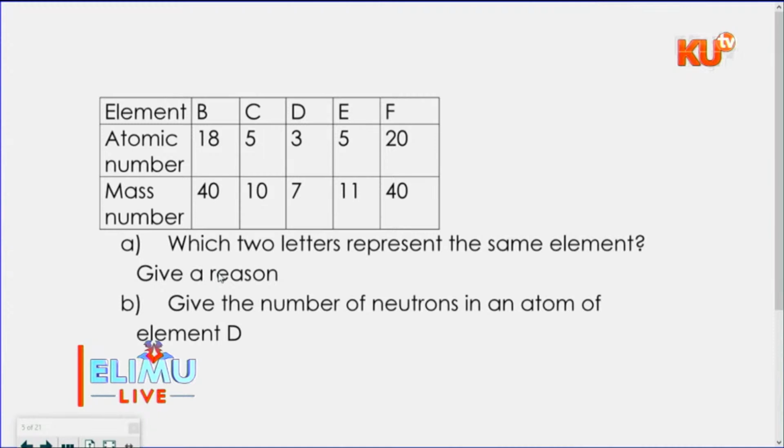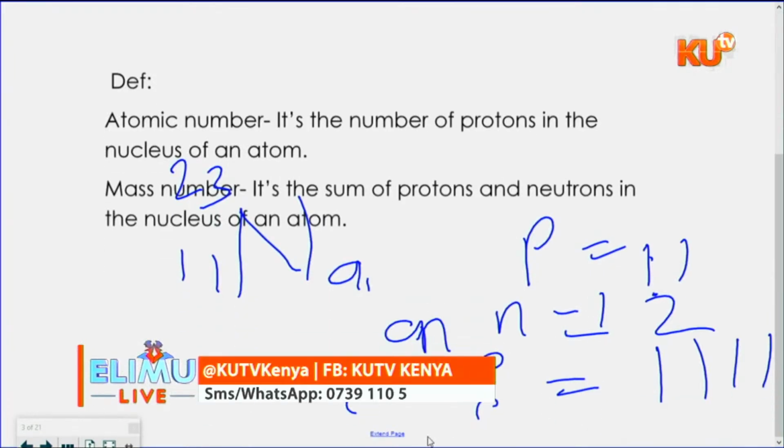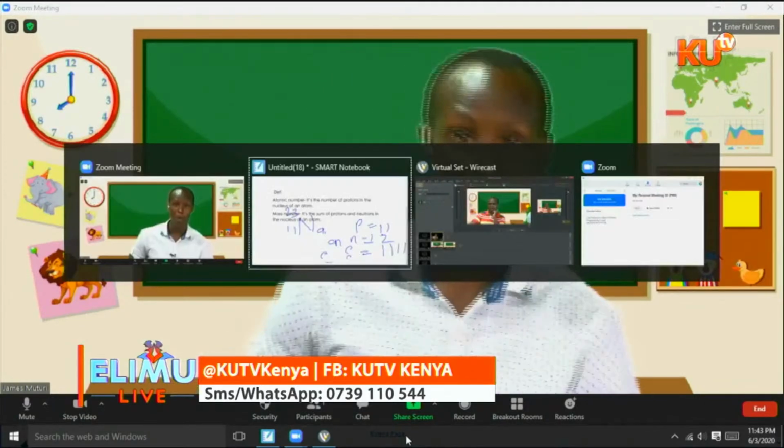The first question is asking, which 2 letters represent the same element, and give a reason. If we can go back to our definition, we need to know what an isotope is. Isotopes are atoms of the same element with the same atomic number but different mass number.